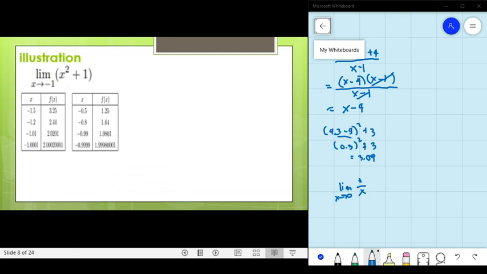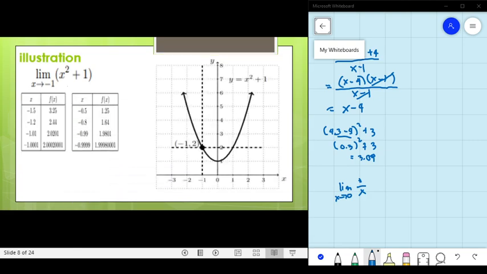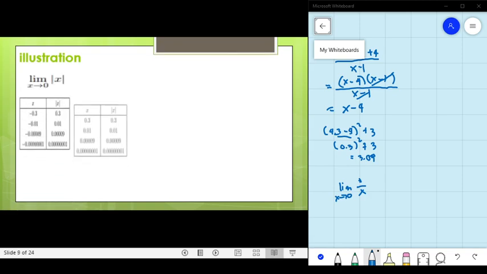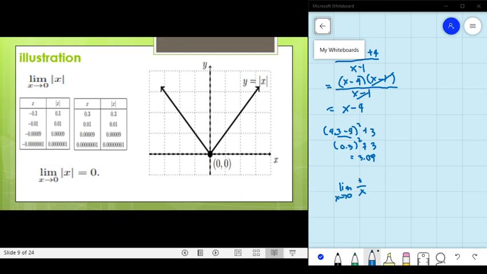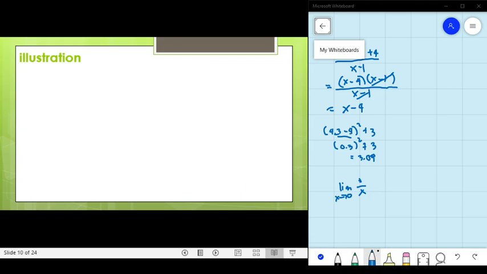In the second one, the situation is similar. As x gets closer and closer to negative 1 from the left, f of x gets closer and closer to 2, and from the right of negative 1, our value of f of x also gets closer and closer to 2. That is why the limit exists and it is equal to positive 2. From the left and from the right it gets closer and closer to the same value, so it exists.